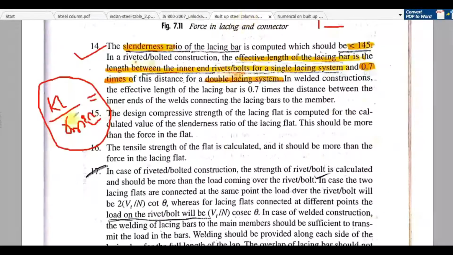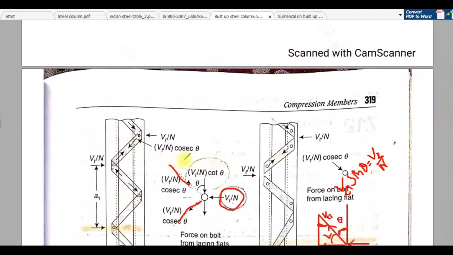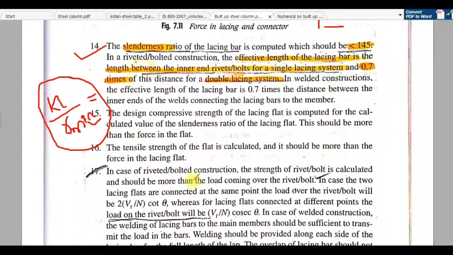Then you will get the design compressive stress, and you have to multiply it with the area, so that you will get the design compressive load or load carrying capacity of the lacing bar. So it should be more than this Vt by n cosec theta. Very simple.